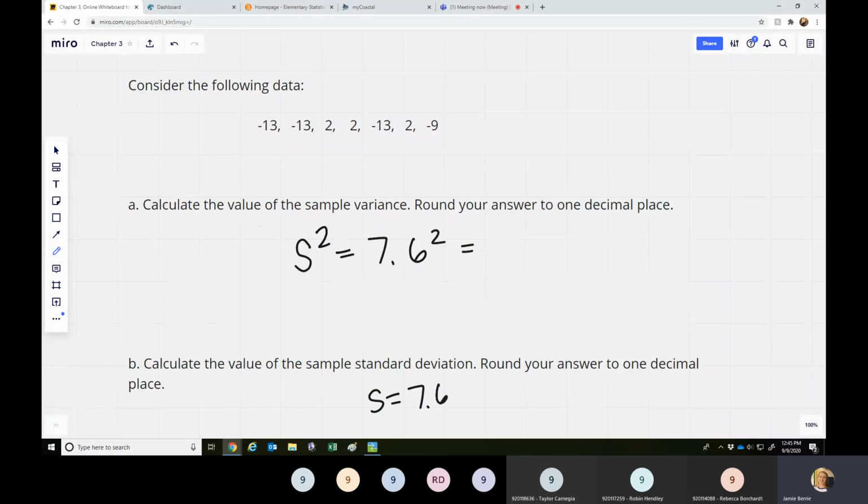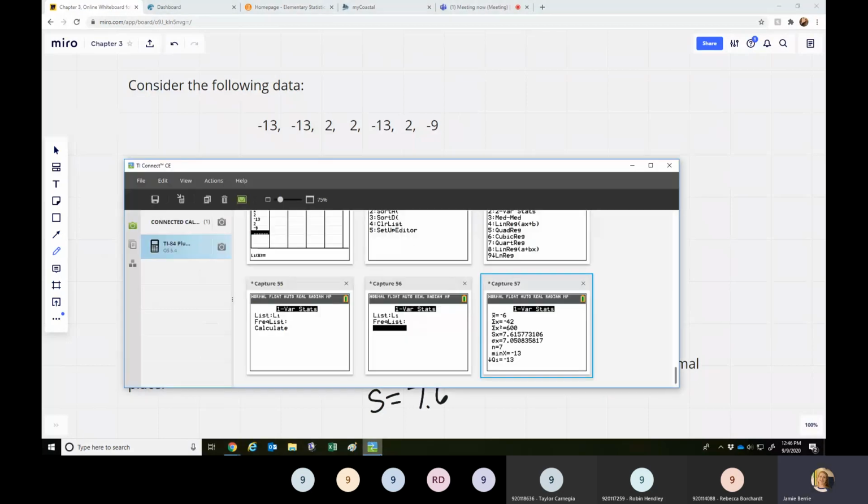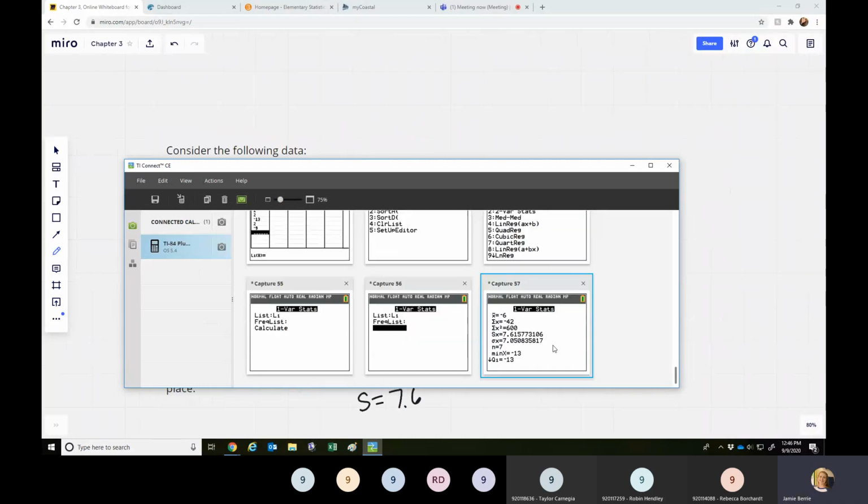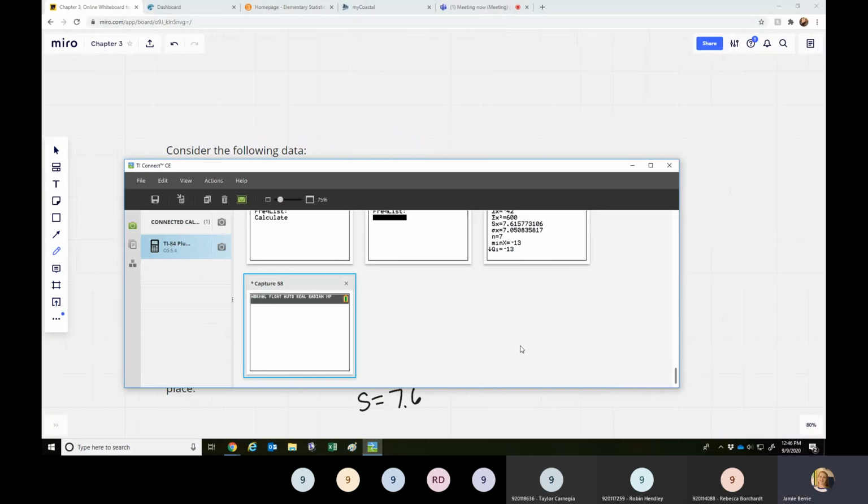I just checked on Hawks, and it looked like it was okay to just use 1 decimal place. So I'm taking my calculator right now, and I've just cleared out everything. I'm back on the home screen, and I'm going to type in 7.6 squared.